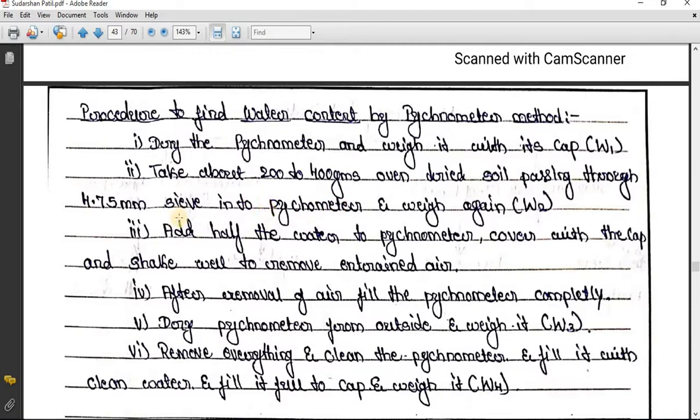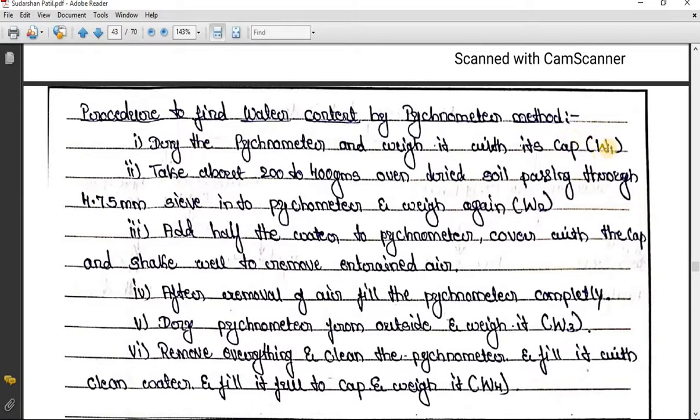The soil passing through the 4.75 mm sieve is put in the pycnometer and weighed again as W2. Initially we take the empty weight of the pycnometer as W1. Don't think that a pycnometer is some electronic device. It is just a glass bottle type of equipment. I will show you the parts. Even in your laboratory syllabus, the first practical is to determine specific gravity by pycnometer, so you will see it there also.